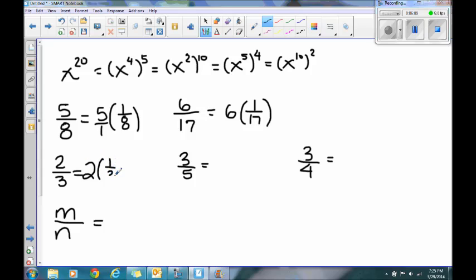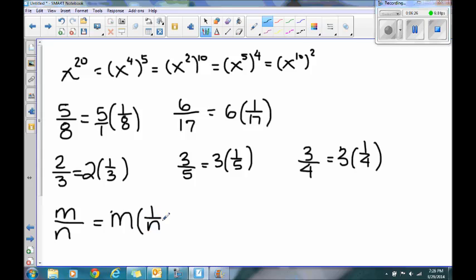Two-thirds can be written as 2 times 1/3. 3/5, 3 times 1/5. 3/4 as 3 times 1/4. And in general, for any fraction that you have, you can write it as the top number times 1 over the bottom number.